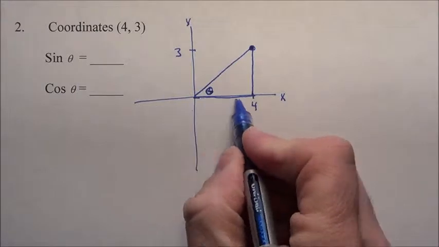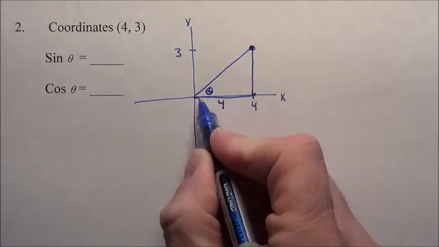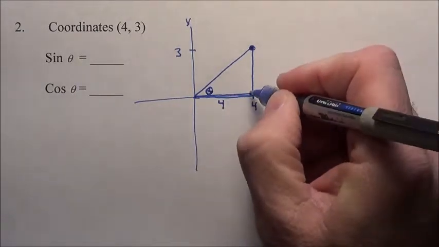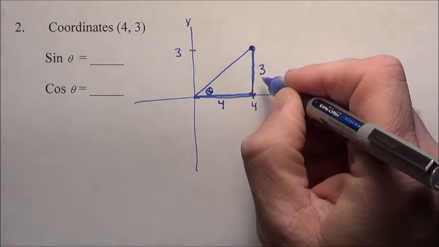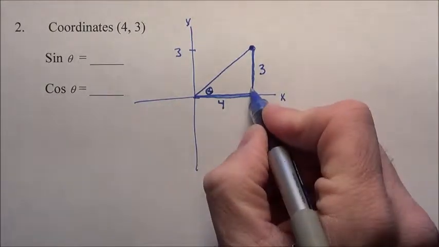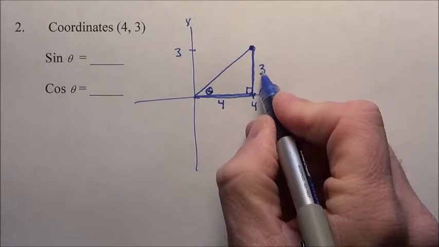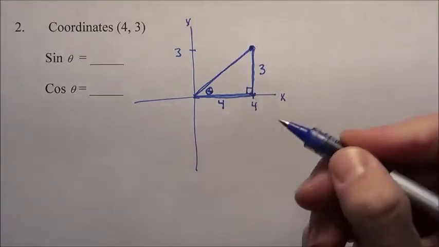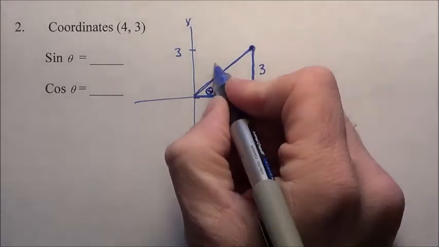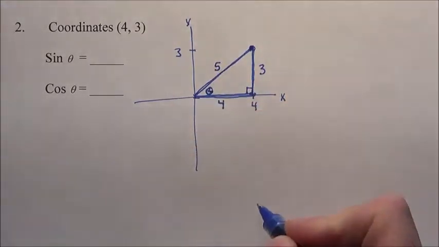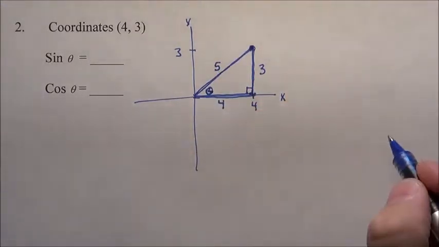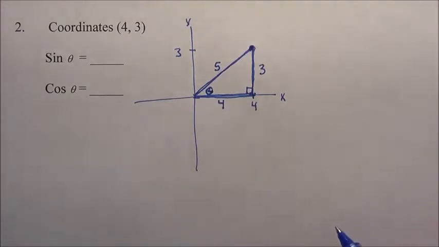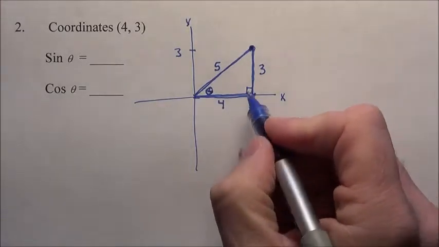Well, let's think. If from here to here is 4, this leg is 4, it's gone up a height of 3. Now this is a right triangle with a leg of 3 and a leg of 4. How can you find this hypotenuse? Oh, the Pythagorean theorem. Well, we should recognize a 3, 4, 5 triangle. That's a common triangle that everybody should recognize. It's a Pythagorean triple, and it's the most common of any we have, a 3, 4, 5.